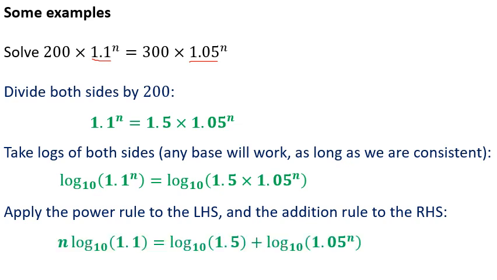On the left, the n has come down in front, leaving me with log base 10 of 1.1. And on the right, the logarithm has been split into two separate logarithms. The reason this is important, although it may seem like it's made things more complicated, is that it allows me, for my next step, to do the same thing I did on the left to that term on the right hand side. Log base 10 of 1.05 to the n. I can bring the n down in front for my next line.